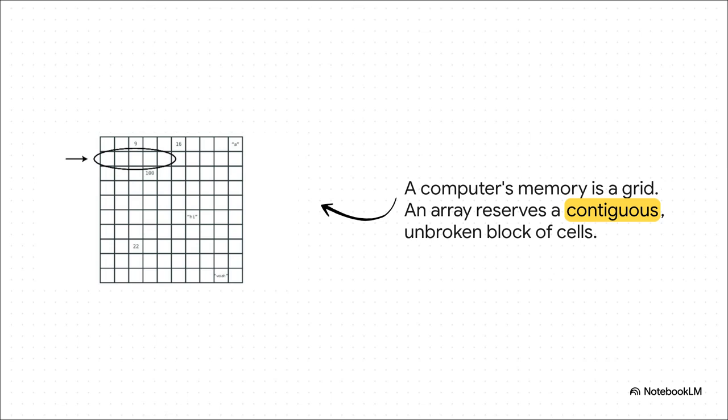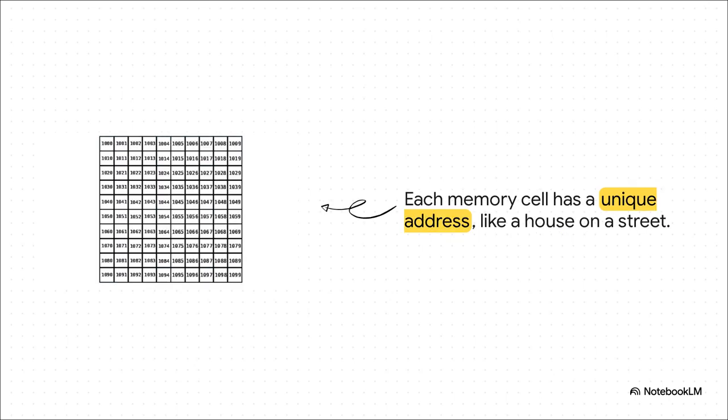When you make an array, the computer goes and finds a nice, continuous line of empty boxes and sets them aside just for your array. And just like every house on a street has a unique address, every single one of those little cells in memory has its own unique address. It's just a number, but for the computer, it's the secret to finding things in an instant.